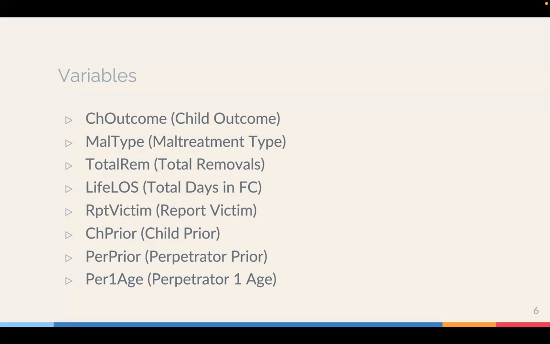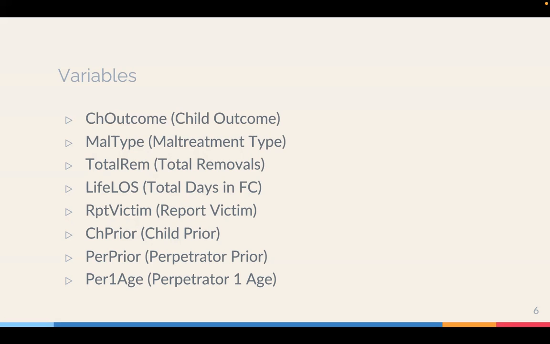Secondly, maltreatment type. As I said, a child can experience more than one type of maltreatment, and we will see the specific types on some of the visualizations. Total removals and total days in foster care: total removals refers to the total number of times that a child has been removed from their home and placed in foster care over the course of their life. And the total days is the total number of days that they've spent in foster care over all the removals that they've experienced.